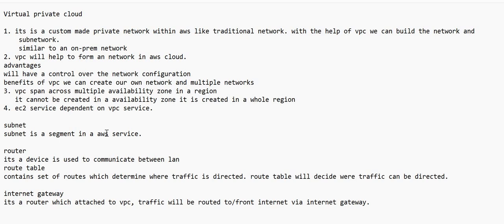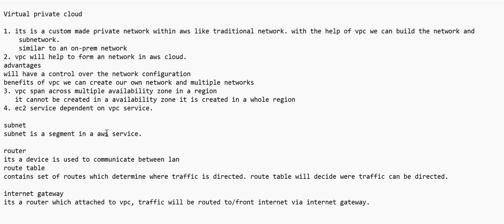The subnet is a segment. Like I said before, in an on-premises network, you can create a department. Likewise, you can create a department in AWS. Departments are called segments or subnets. Inside the VPC, there will be a subnet. If we delete the VPC, the subnet will also be deleted.